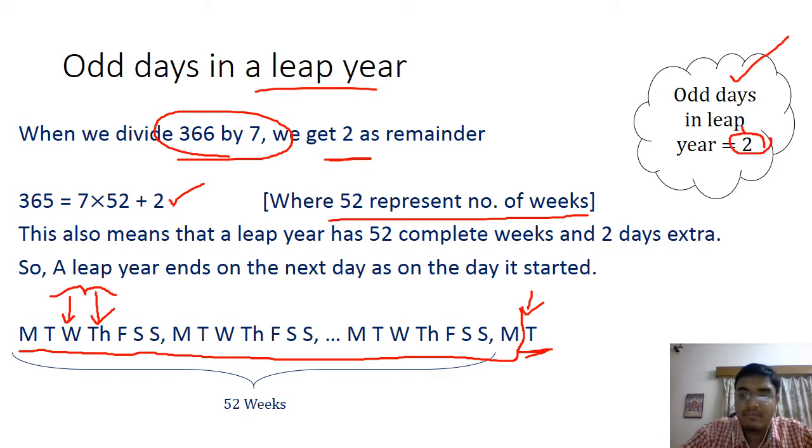We have to remember these odd days because whenever we go to find any day given the date, we'll require them. So just remember, any ordinary year gives us 1 odd day, while a leap year gives us 2 odd days. How do we take out odd days? By dividing any number by 7.